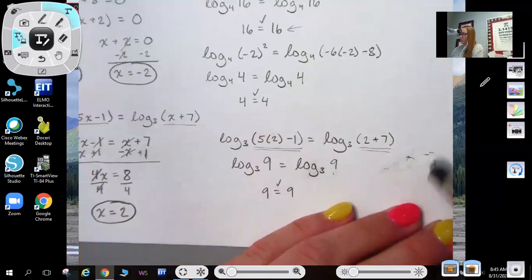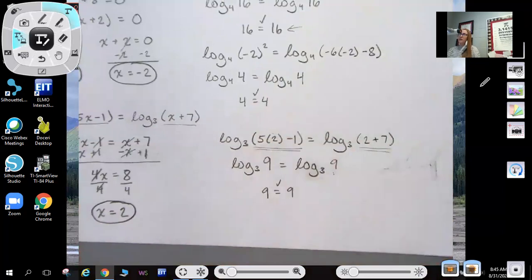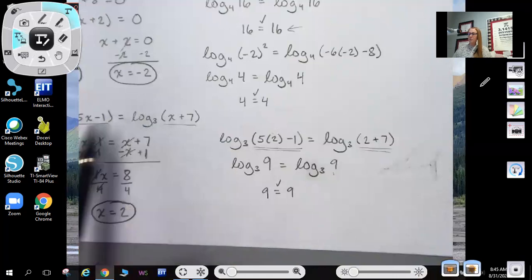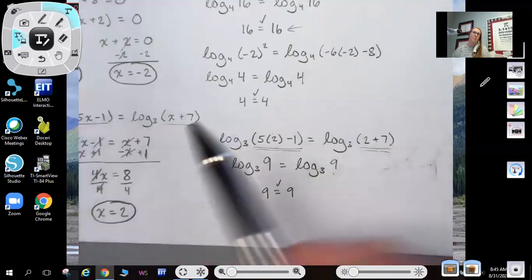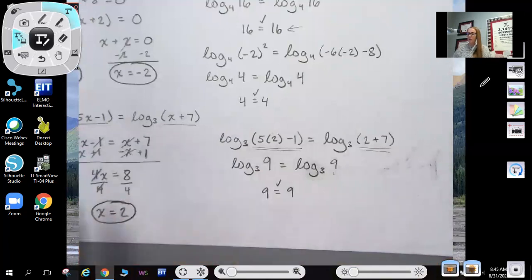The bases are what is allowing us to use the property. The only thing they're serving right now is to make sure that they're the same. Then we can just use the property. If they're not the same, then we can't. But other than that, yeah, you don't really include those numbers anywhere when you're working.